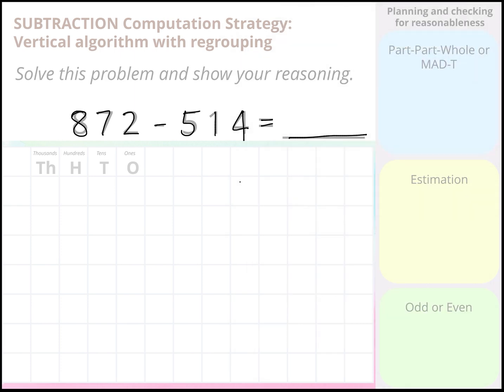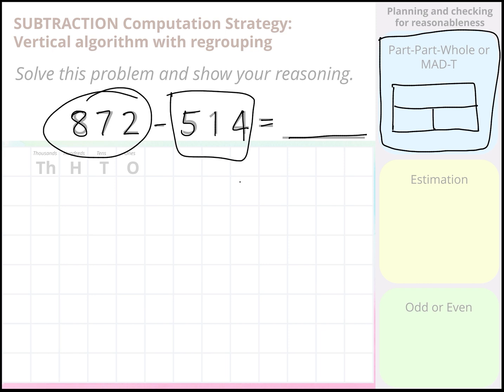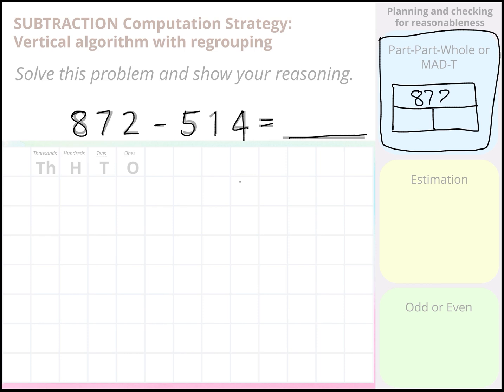Okay, we're going to do our model now. We're going to decide whether we're doing a part whole or a mad T, and I can see that it is a subtraction, which tells me that it is going to be a part whole, like a brick wall. All right, so which number goes on the top? We've got the total and we're taking away a part there. So that tells me we've got 872 at the top, 514 in one of the parts, and the part we don't know is this part here.